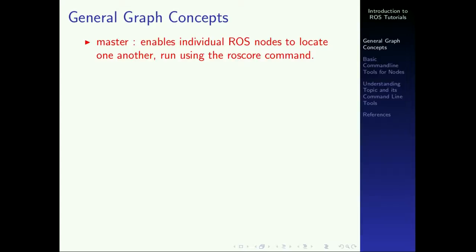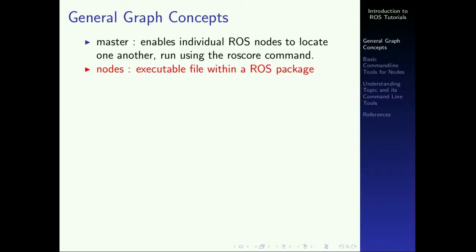Master. It is a core of ROS communication. It provides naming and registration services to the rest of the nodes in the ROS system. The master is commonly run using the roscore command. Node. A node isn't much more than an executable file within a ROS package. Nodes can publish or subscribe to a topic. Nodes can also provide or use a service.